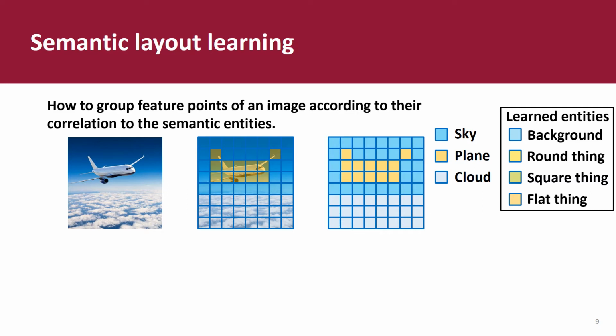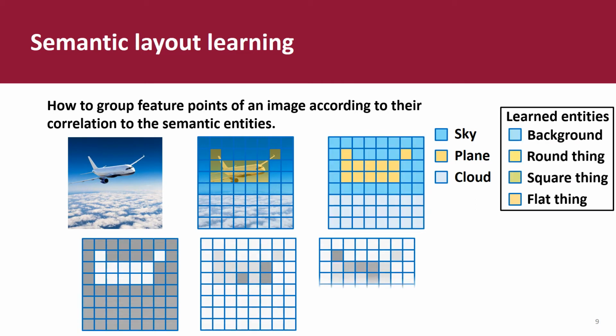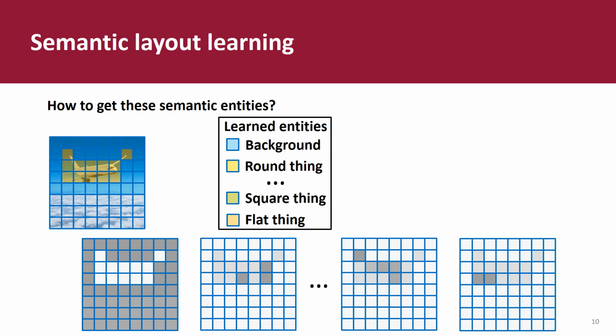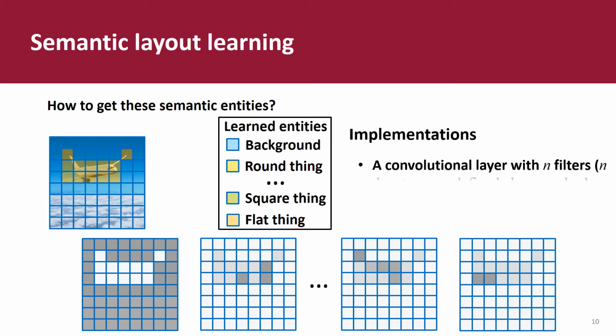We give n initial desired semantic entities and define their correlation to the feature point as their inner product. We aggregate the feature points into different regions based on the activation status with these entities. In our implementation, a convolutional layer with n filters is adopted as semantic entities.